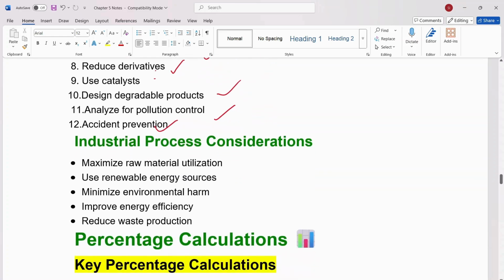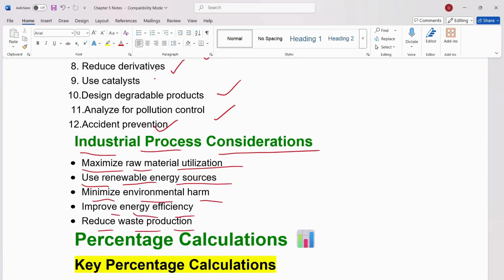Now let's talk about industrial process consideration. It maximizes raw material utilization. It uses renewable energy sources. It minimizes environmental harm. It improves energy efficiency and reduces waste production.